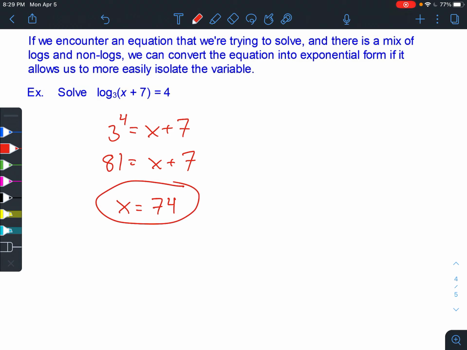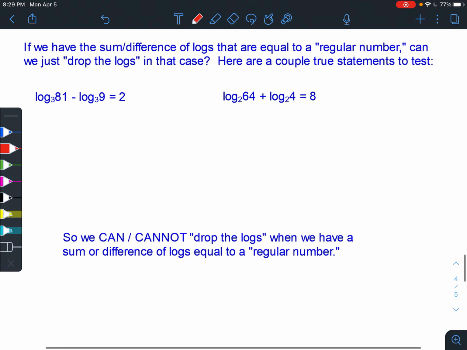Now again, of course, if you notice, 74 plus 7 does give us the 81, which is the exact example we used earlier, so I know that definitely checks out if I go through the trouble of doing all the checking. All right, moving on.